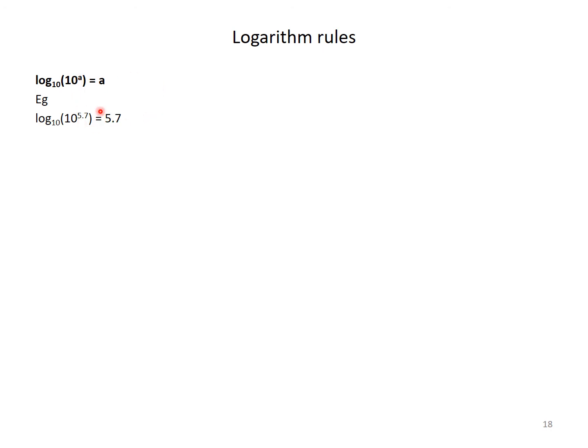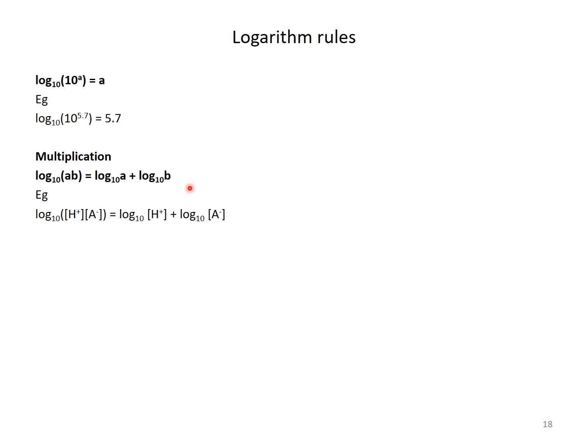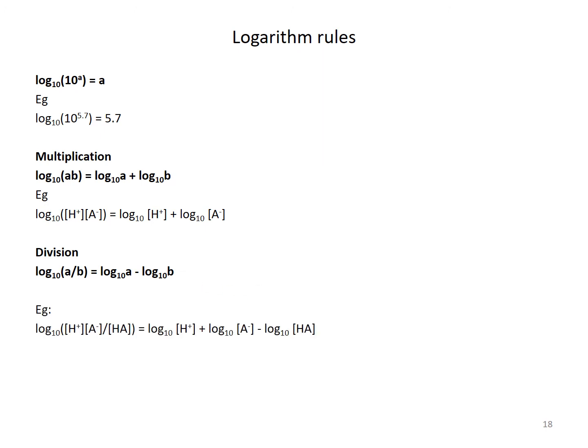And when we have the multiplication of two values within a log, we can actually break it into two individual logs. So log 10 ab is equal to log 10 a plus log 10 b. Here is an example. So division is opposite. Log 10 a divided by b can be broken down to log 10 a minus log 10 b. So you can just refer to this example yourself.